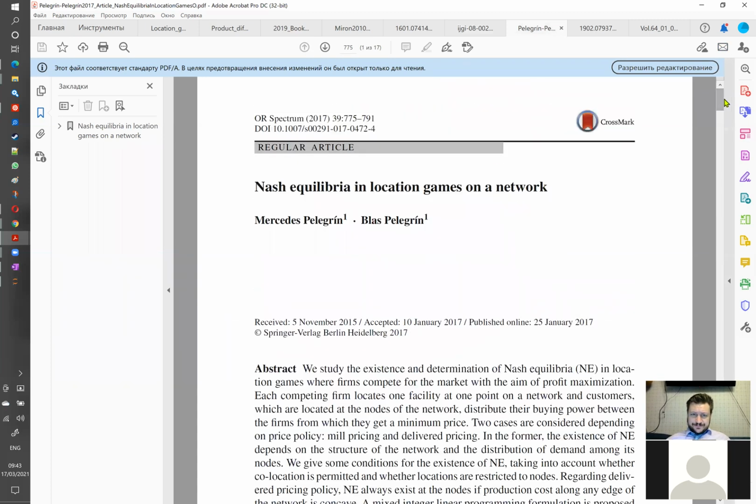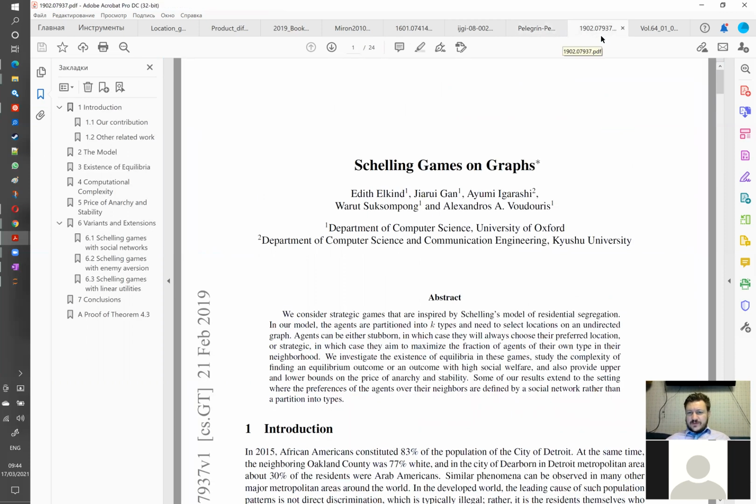There is also Nash equilibrium in a location game on a network. It looks like what we do here, but we have uncertainties and some other things, and it's rather fresh, only 4 years ago. There is also some kind of sharing games. I think we don't have this problem in the main part of our course. Sharing games, or sharing model of aggregations.